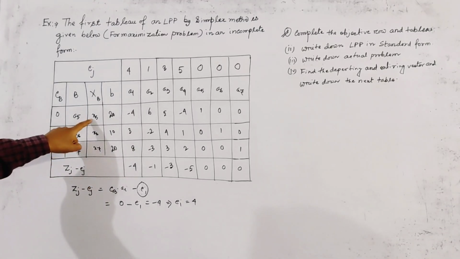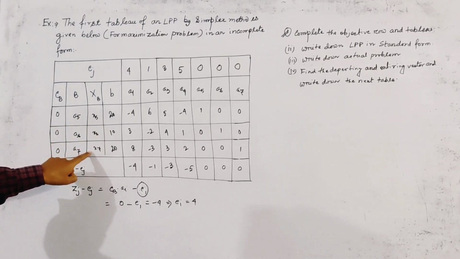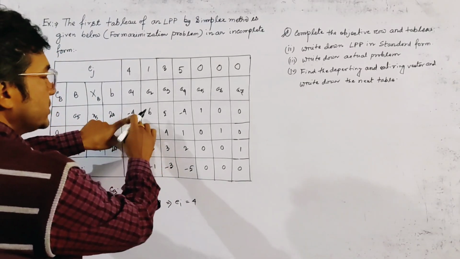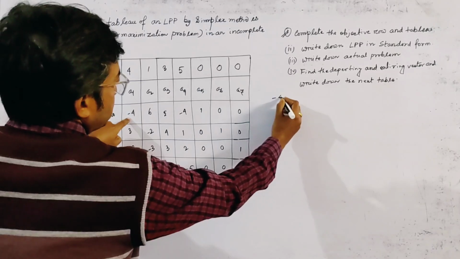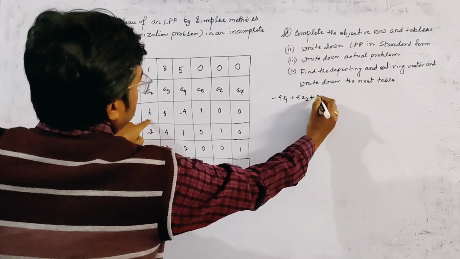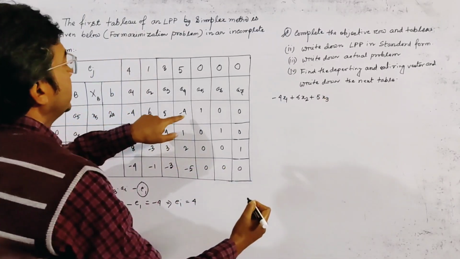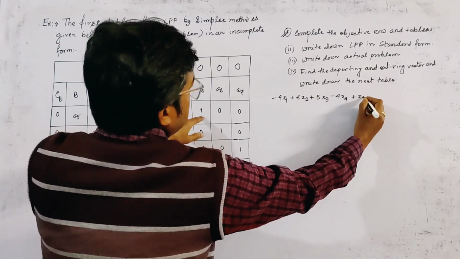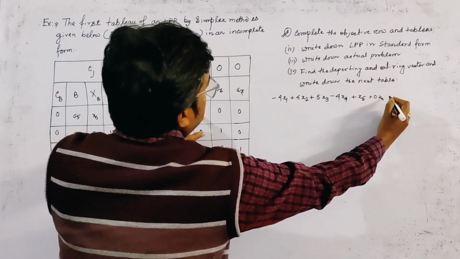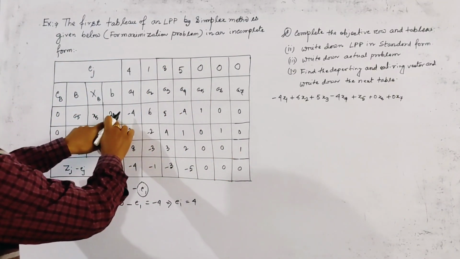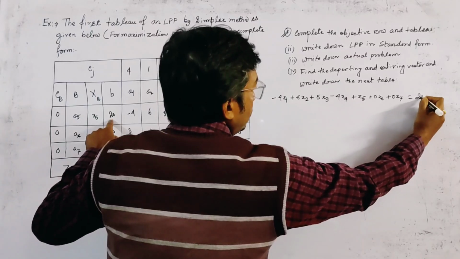Since the variables used here are x1, x5, x6, x7, as given in the table, we write the LPP in standard form as, starting from the first row, -4 x1 plus 6 x2 plus 5 x3 minus 4 x4, plus x5, plus 0 x6, plus 0 x7, equal to b, which is equal to 20.